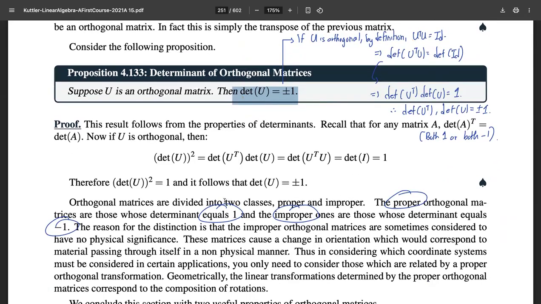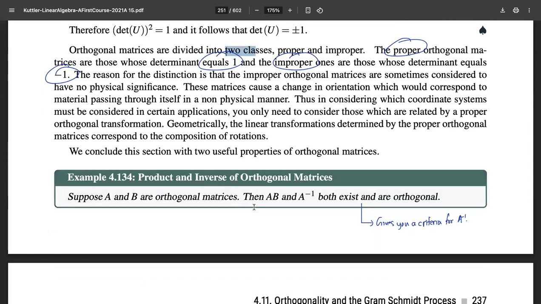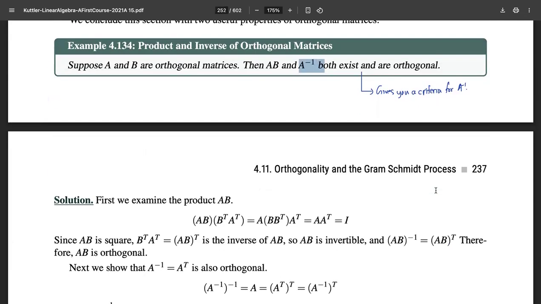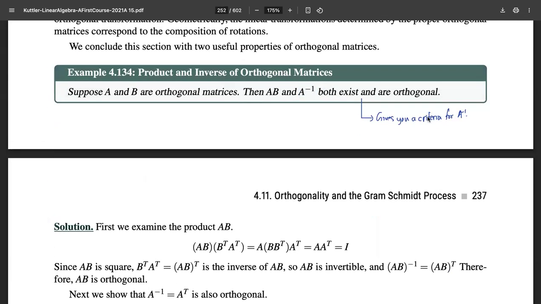The next part just tells you that we can categorize these orthogonal matrices according to what the determinant is, either +1 or -1, but that's not too important. And if you have matrices that are orthogonal, the matrix multiplication of two orthogonal matrices gives you an orthogonal matrix, and the inverse of an orthogonal matrix is an inverse. So this is wrong. Ignore this. This is incorrect. Ignore this.